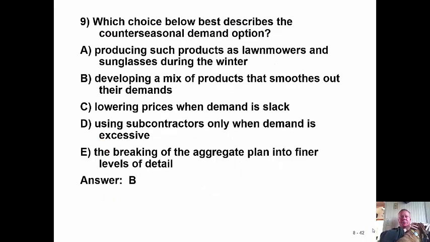Which choice best describes a counter-seasonal demand option? So we've seen this a number of times. This is the whole snow machine versus the jet ski, and it's developing a product mix. So whether you've got snow machines, well, we just talked about, but how about snow removal versus dirt work in the summer? If you've got that kind of mix, it's going to smooth out your labor. It's going to smooth out everything.